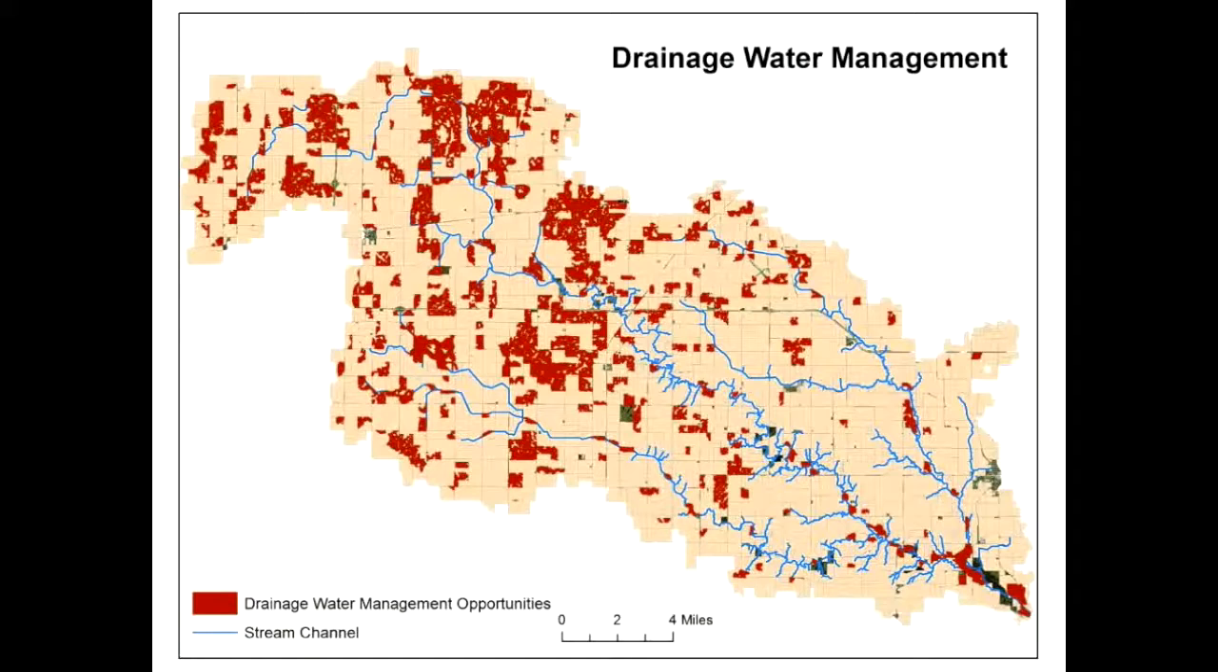And so here's a map showing the flattest fields in this watershed. These fields, 40% of the field at least is within a 1 meter contour interval.